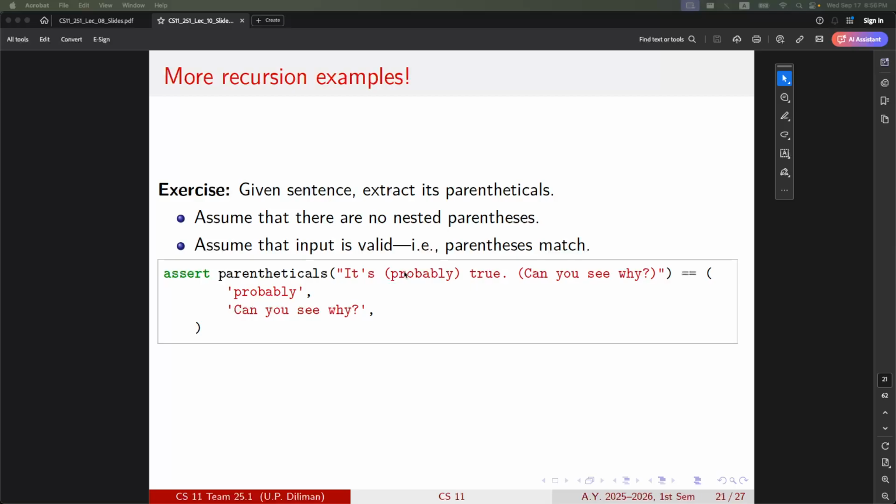So maybe mutual recursion can help. We could write parentheticals as a function that looks for the next opening parenthesis, and write another function that assumes that you already found a parenthesis and it's trying to close that open parenthesis. So let's do that.